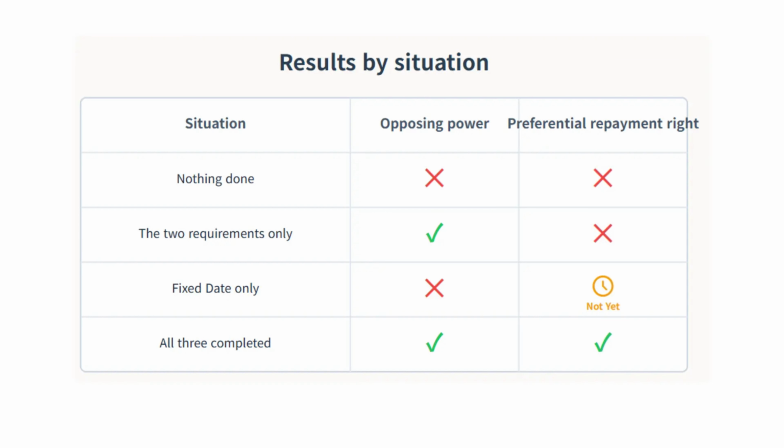Here are the results by situation. With nothing done, there is neither opposing power nor the preferential repayment right. With only the 2 requirements for opposing power, there is opposing power but not the preferential repayment right. With only a fixed date, the preferential repayment right has not arisen yet. The fixed date already granted does not disappear though. Once opposing power begins later, the preferential repayment right arises from that day. Only when all 3 are completed do both rights exist together.